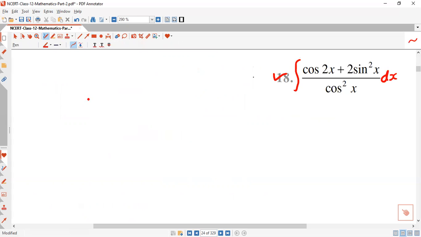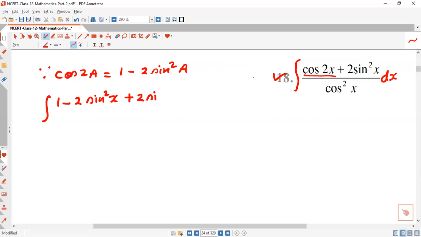See, in this, first we want to remove the denominators. And how can we remove them? We have cos 2x terms, and I will replace them by a formula. Since you know cos 2a equals 1 minus 2 sine square a, use this trigonometric formula here. The integration becomes (1 minus 2 sine square x plus 2 sine square x) divided by cos square x dx.